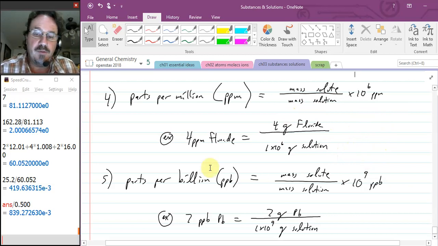Hey, and guess what? Parts per billion, ppb, same idea, but now we're talking about a billion, which is 10 to the 9th. So 7 parts per billion lead means there's 7 grams of lead in a billion grams of the whole solution. So they're just that simple. If you interpret them correctly, you should be able to do any problem out there.